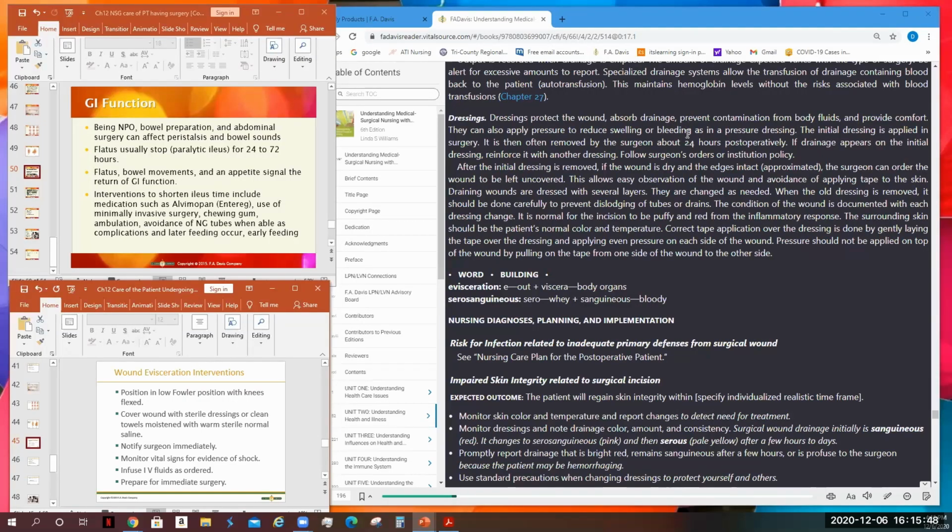Dressings. Dressings protect the wound, absorb drainage, prevent contamination from body fluids, and provide comfort. They can also apply pressure to reduce swelling or bleeding, as in a pressure dressing. The initial dressing is applied in surgery. It is then often removed by the surgeon about 24 hours post-operatively. If drainage appears on the initial dressing, reinforce it with another dressing. Follow surgeon's orders or institution policy.